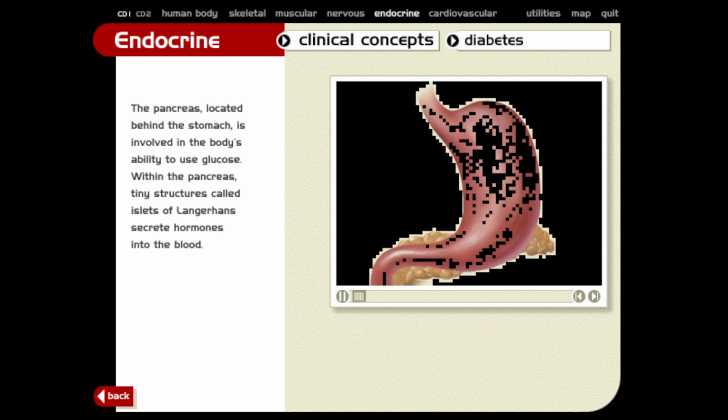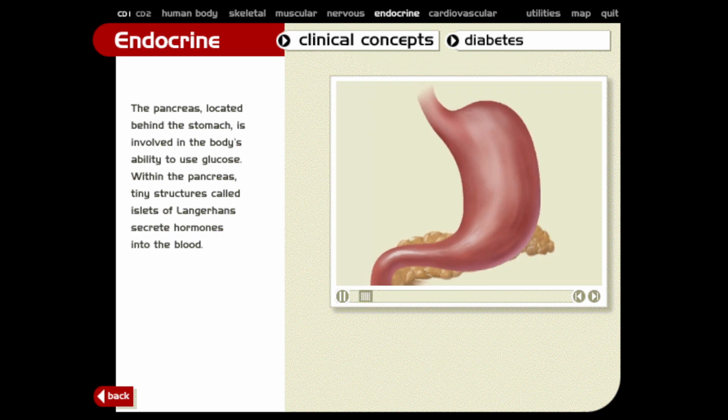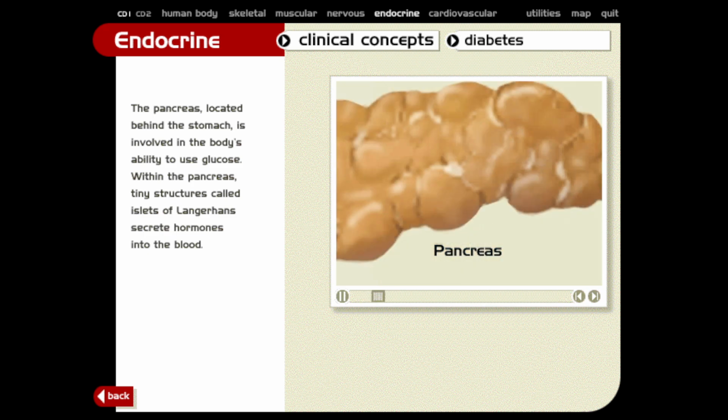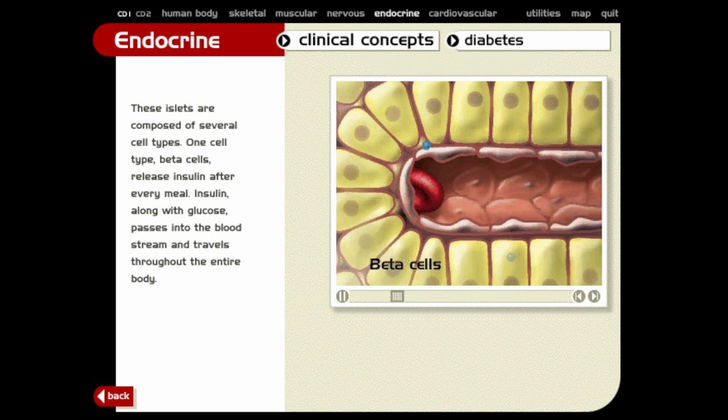The pancreas, located behind the stomach, is involved in the body's ability to use glucose. Within the pancreas, tiny structures called islets of Langerhans secrete hormones into the blood. These islets are composed of several cell types. One cell type, beta cells, release insulin after every meal.